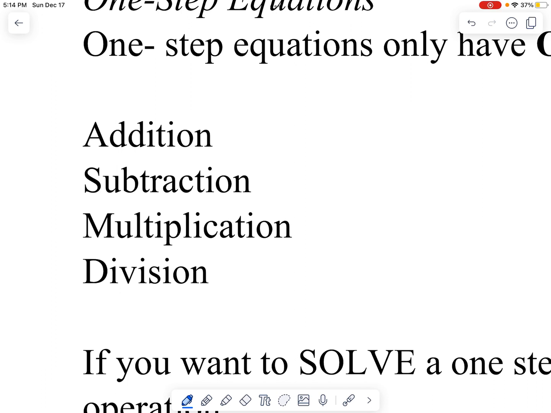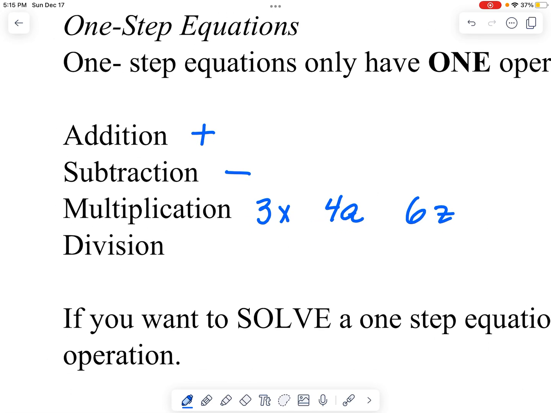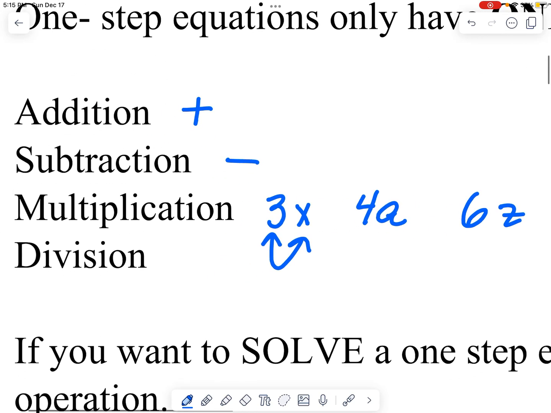So obviously, if you see a plus sign, you know that this is an addition problem. If you see a minus sign, it's subtraction. With multiplication, you are not going to see the times sign because we are in 7th grade. You're going to see a number, like let's say the number 3, and some variable next to it. Maybe it's an x, or the letter a, or the letter z. It doesn't matter what letter it is, but if you see a number and a letter next to each other, that means multiplication, which you guys should all know by now.